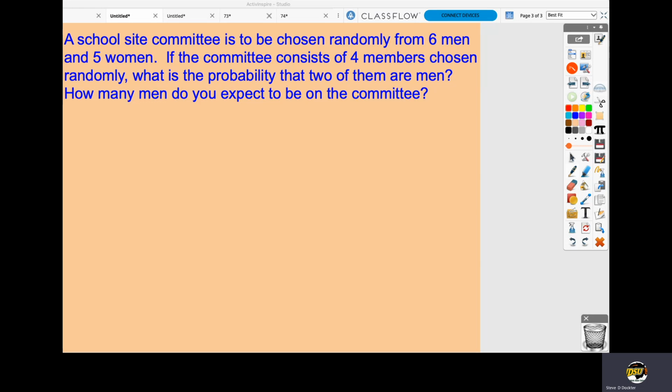Our sample size is 4, because we want to know how many are going to be chosen for this. And then number of successes in the sample. What are we looking for? We're looking for 2 of them.